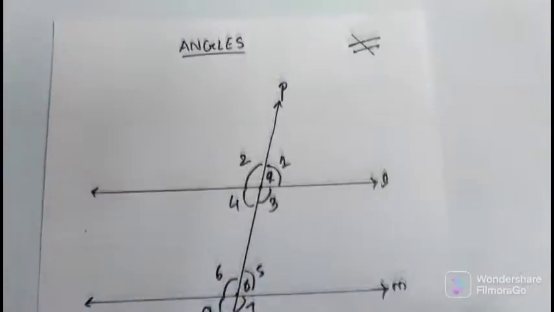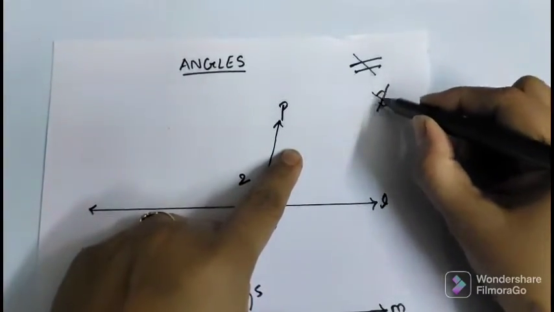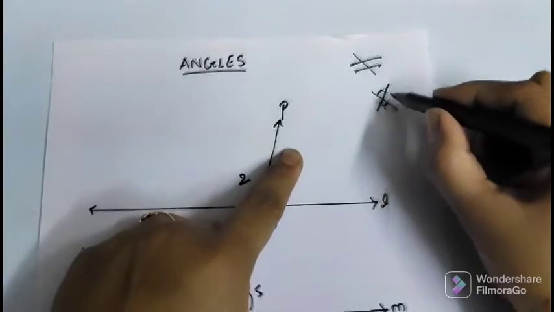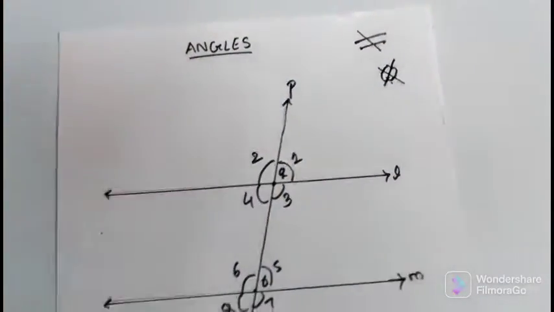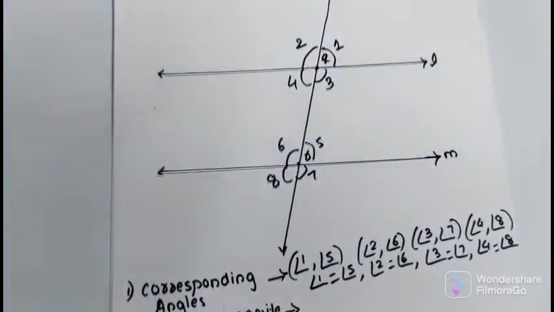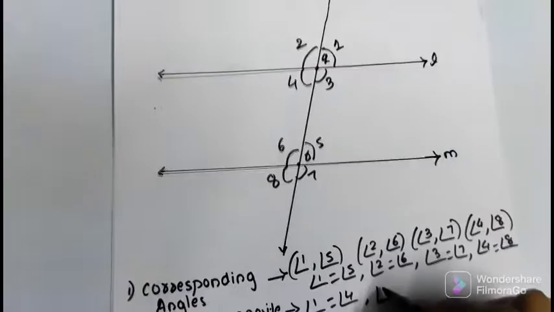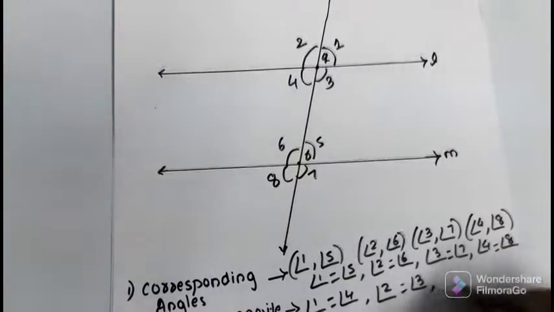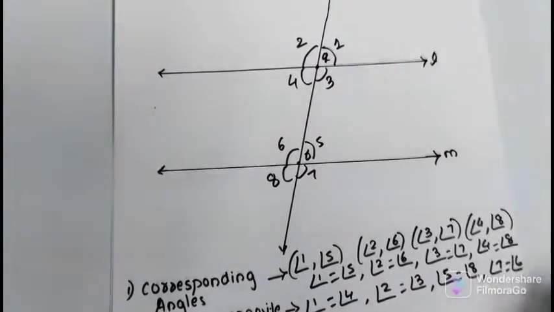Basically, whenever you have two intersecting lines, the opposite angles are always equal. Even this angle is equal to this angle, which is also equal to this angle. So these are called vertically opposite angles. In this particular figure, angle 1 is equal to angle 4 and angle 2 is equal to angle 3. Further, angle 5 is equal to angle 8 and angle 7 is equal to angle 6.